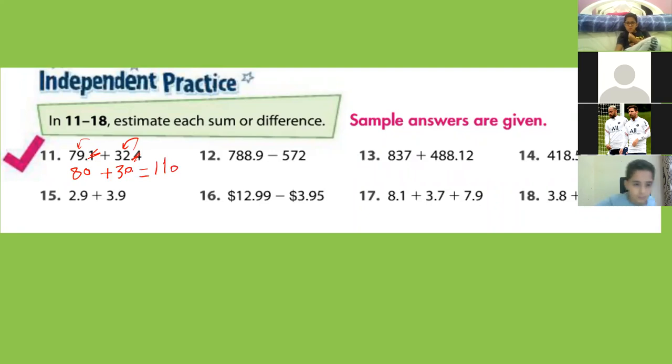Why we make 30? Because this 2 is poor number. It gives 0 for 3. 3 will be as it is. Dismiss this point and put 0 instead of 2. It's like round. What can you do in number 12?